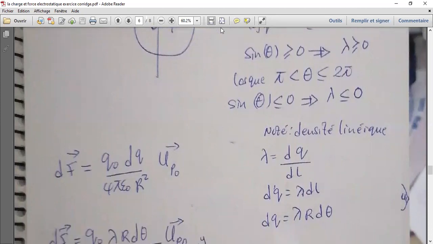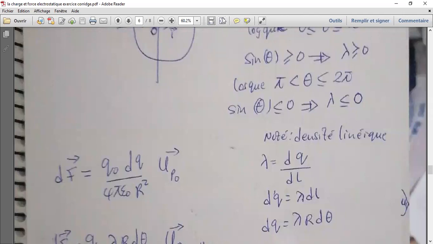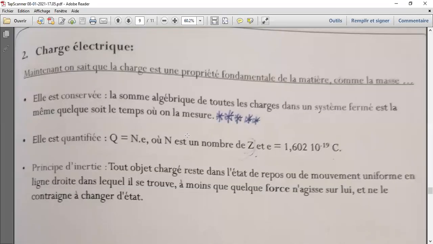So you just have to know... I think there's someone who has a mic on. Yeah. So you just have to have the formula for force. So the formula for force, you know that, so it's nothing really complicated. This is the formula for force.